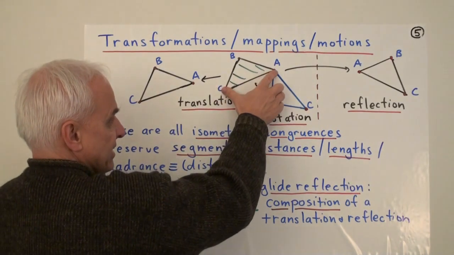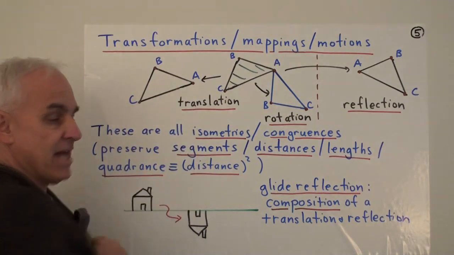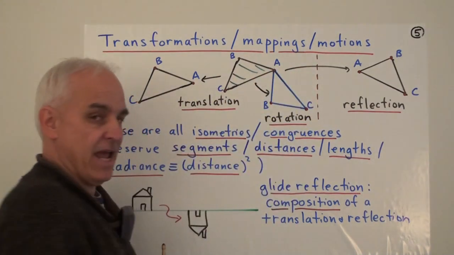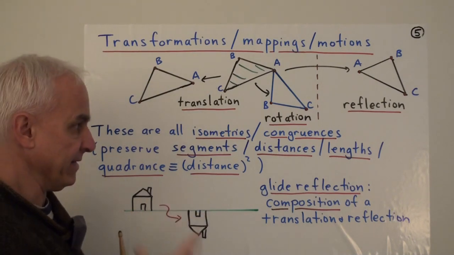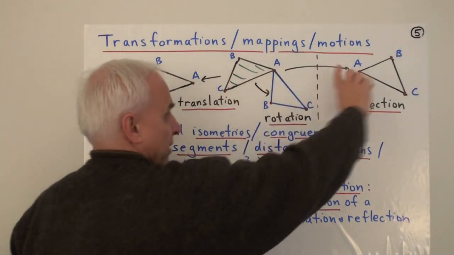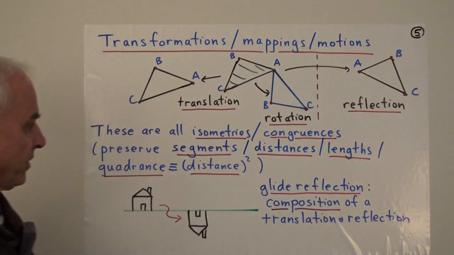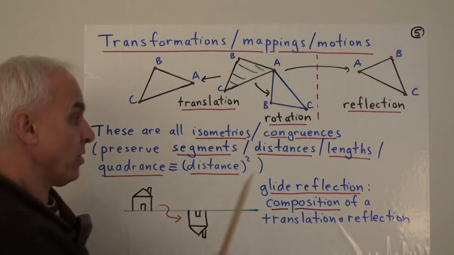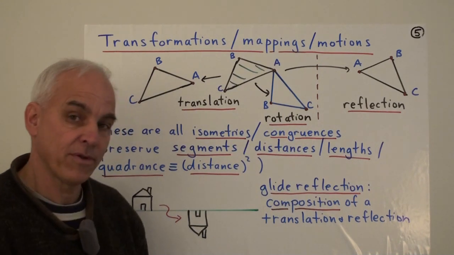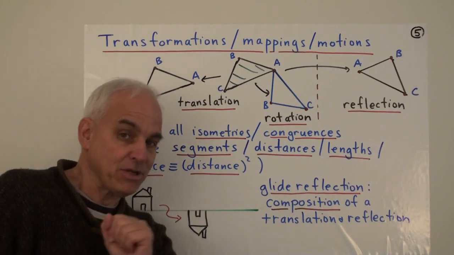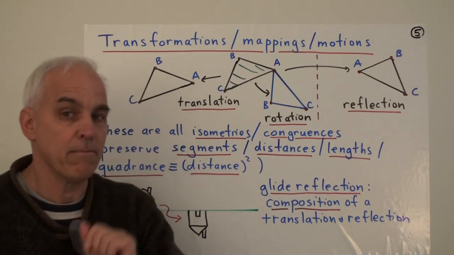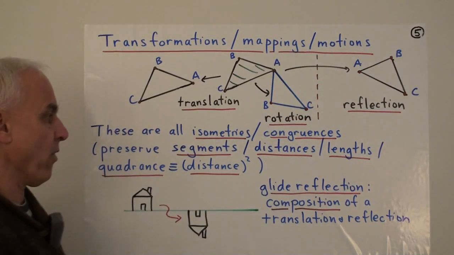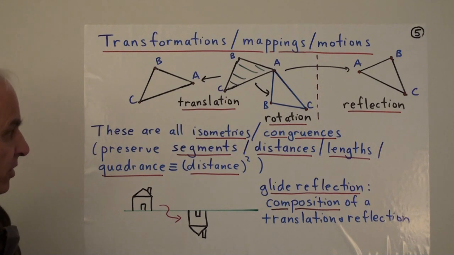So this segment AC is the same as that segment AC. This segment AC is the same as that segment AC in terms of how big it is. AC here, the same as that there. So those kinds of transformations are called isometries or congruences, or another word that's sometimes used is rigid motions. Rigid motion is another name for isometries or congruences.